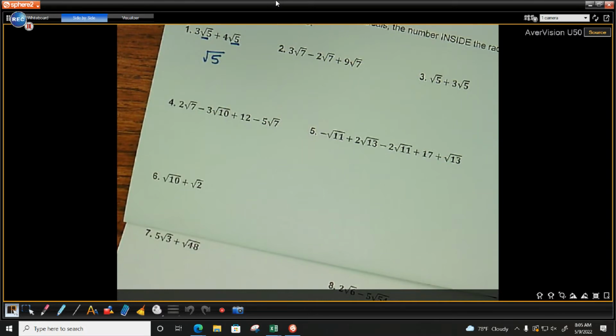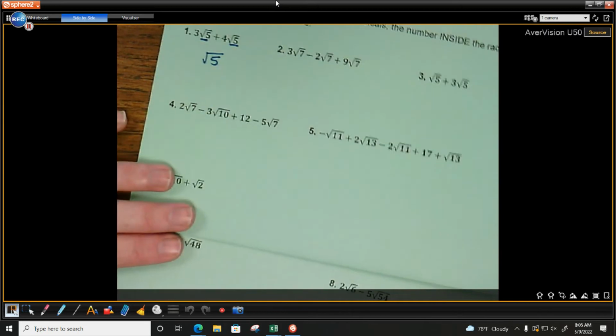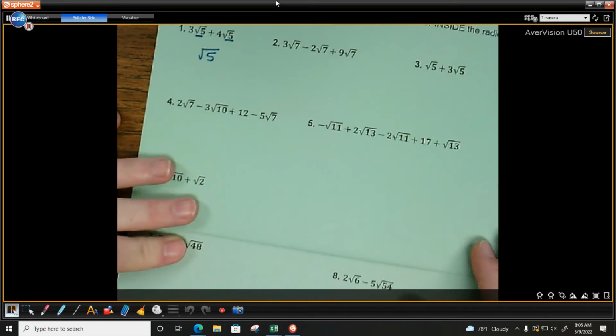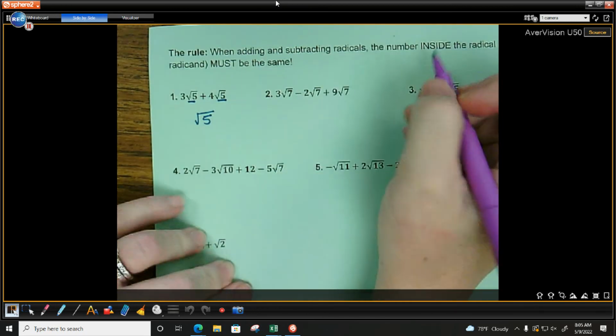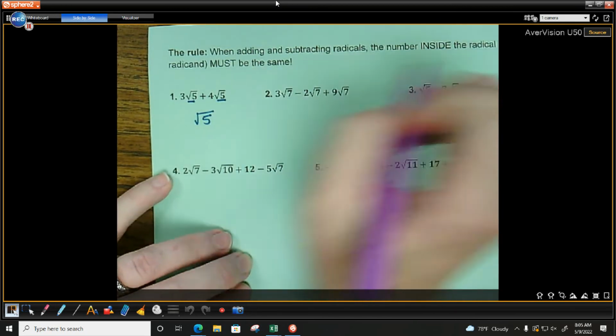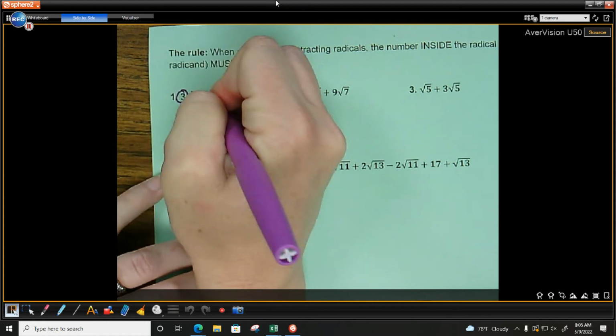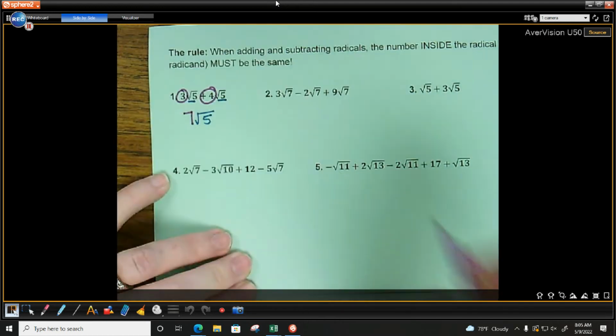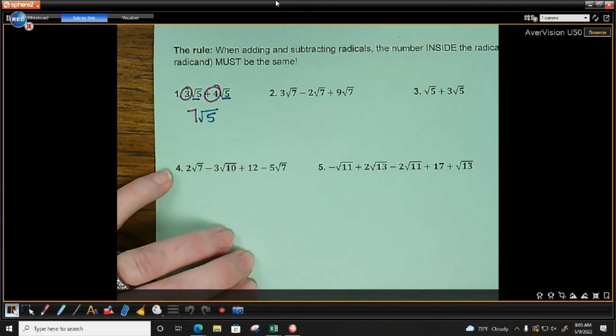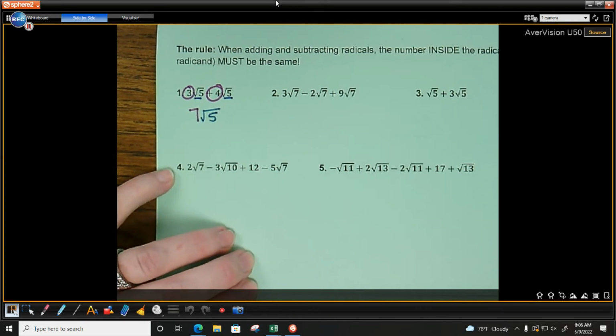Okay, keep your radical, and what do you think we're going to do with the coefficients? Add them. 3 plus 4 is 7. Again, we have to follow our same simplifying rules. Is 5 divisible by a perfect square? No. So we're done. What do you think we should do? Check on the calculator. Very good.